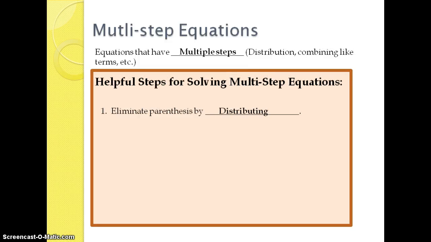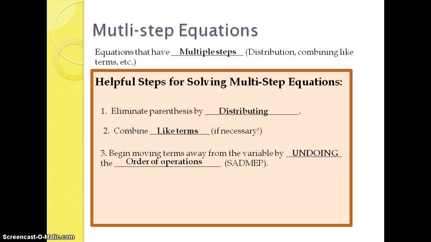Here are some helpful steps for solving multi-step equations. The first thing you always want to look for is parentheses. If you see parentheses in a problem, you have to eliminate those first by distributing. That's the first thing you always want to draw your eyes to. After you distribute, or maybe you don't need to distribute, if you've addressed step 1, the next thing you want to look for is like terms. Combine any like terms. Sometimes you will be able to do this, sometimes you won't. It may be necessary, it may not be necessary to do this.